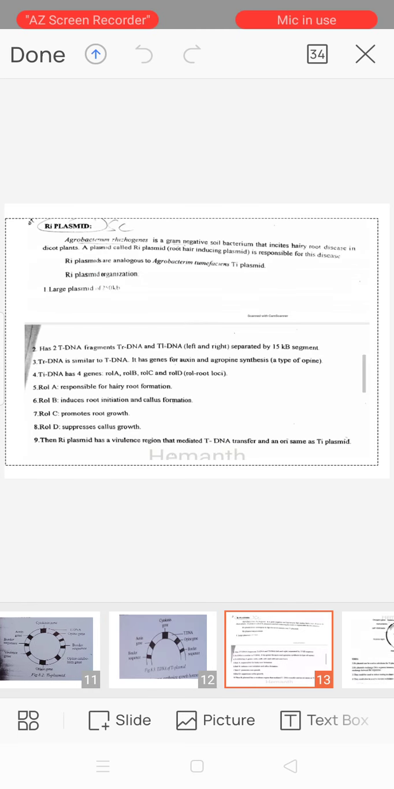And next one is Ri plasmid. Agrobacterium rhizogenes is a gram negative soil bacterium that incites hairy root disease in dicot plants. A plasmid called Ri plasmid is responsible for this disease. Ri plasmids are analogous to Agrobacterium tumefaciens Ti plasmid.